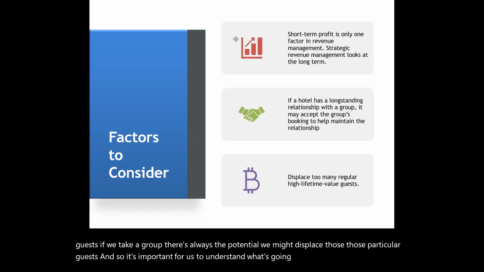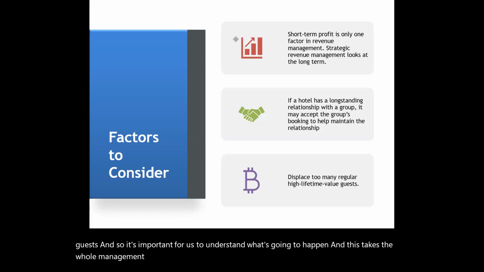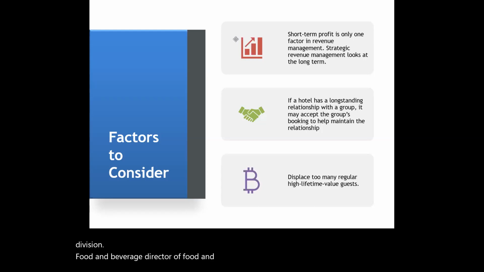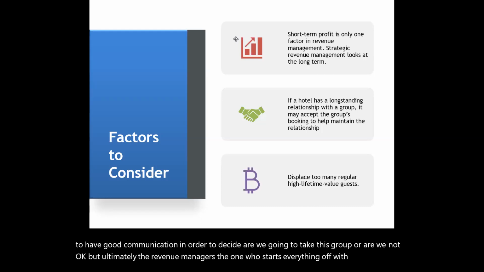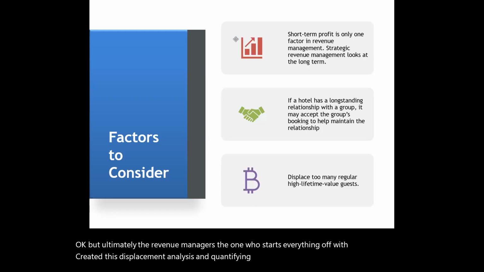And this takes the whole management team talking together. Okay, there has to be a good working relationship between the sales director and the revenue manager, the general manager, the rooms division, food and beverage, director of food and beverage. So all of those people have to come together to have good communication in order to decide, are we going to take this group or are we not? Okay, but ultimately the revenue manager is the one who starts everything off with creating this displacement analysis and quantifying, so putting a number with this opportunity to take a group or not.